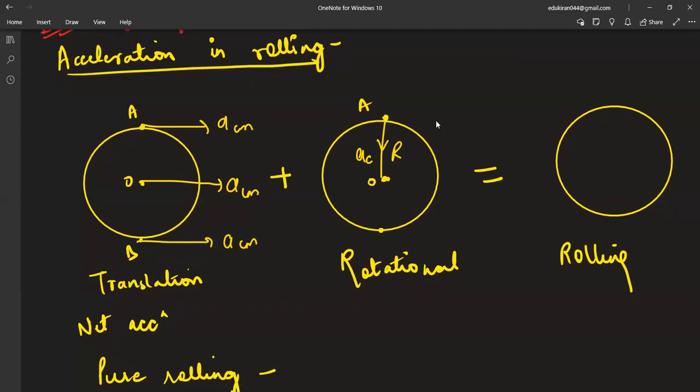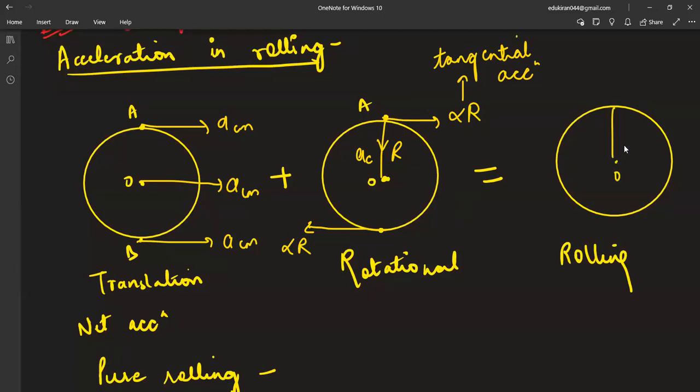But tangential acceleration, this is the formula which you were mentioning, Harsha, alpha. All right, tangential acceleration. And here also this will be alpha r. So when we are talking about the rolling motion, again radius r is there. Alpha is also there, means tangential acceleration is also there, and acceleration due to center of mass is there. Basically combined motion.